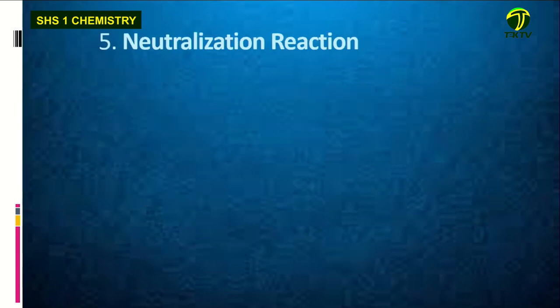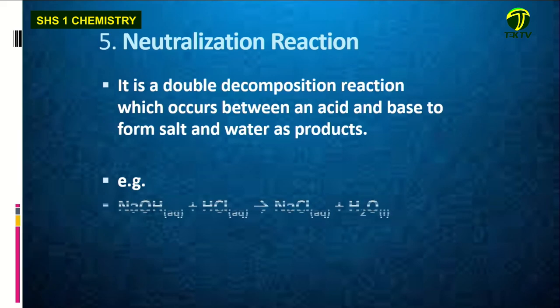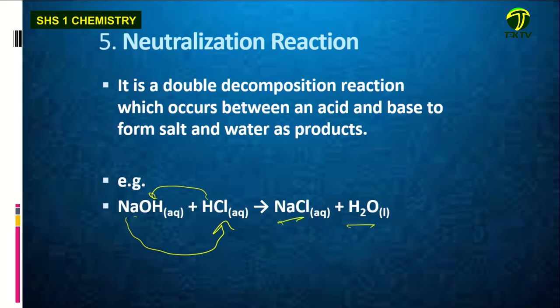Then we have neutralization reaction. When we talk about neutralization reaction, it is a double decomposition reaction in which an acid reacts with a base to form salt and water only as the product. So when we take sodium hydroxide and HCl, we could see that sodium is combining with the chlorine and hydrogen is combining with the hydroxide to form sodium chloride, which is the salt, and water. So sodium hydroxide is the base and hydrogen chloride, or hydrochloric acid, is the acid. Then sodium chloride is the salt and water is formed.